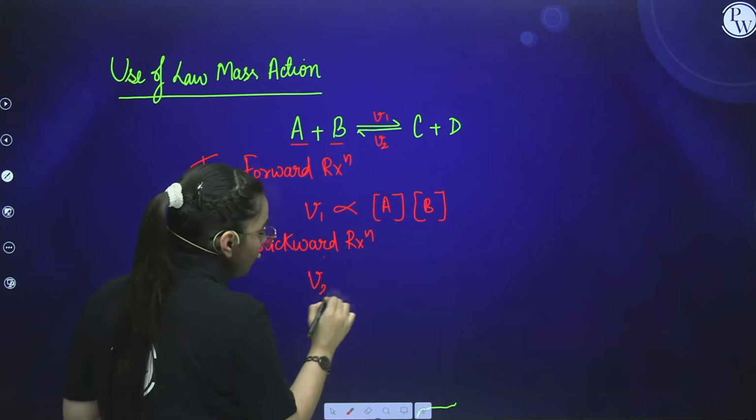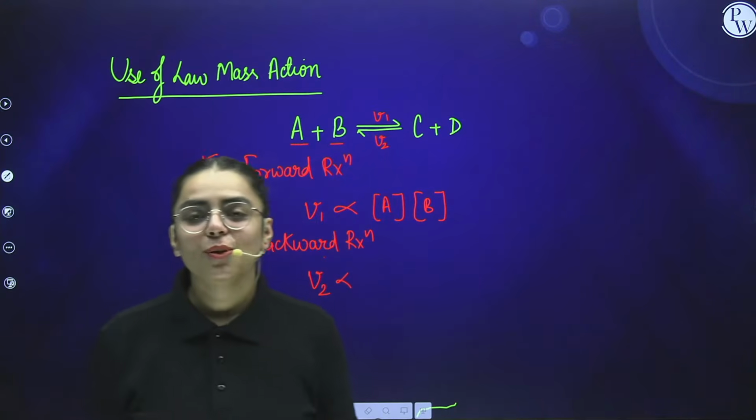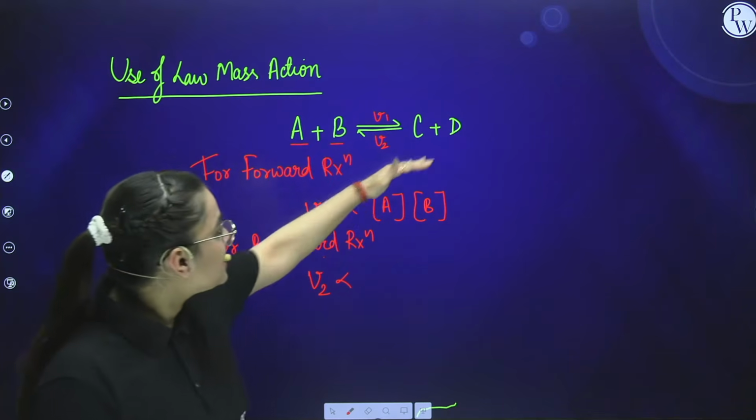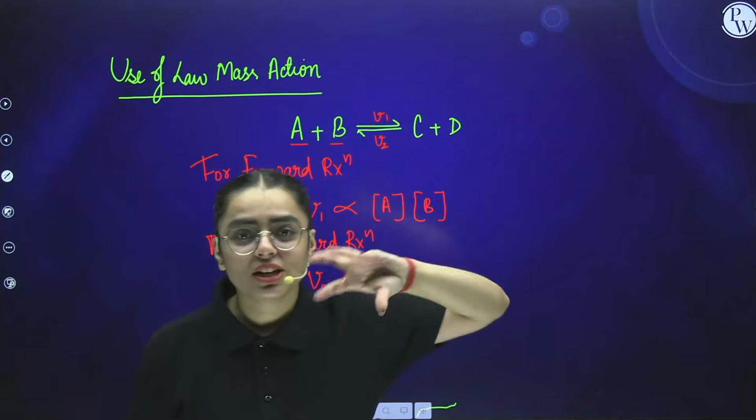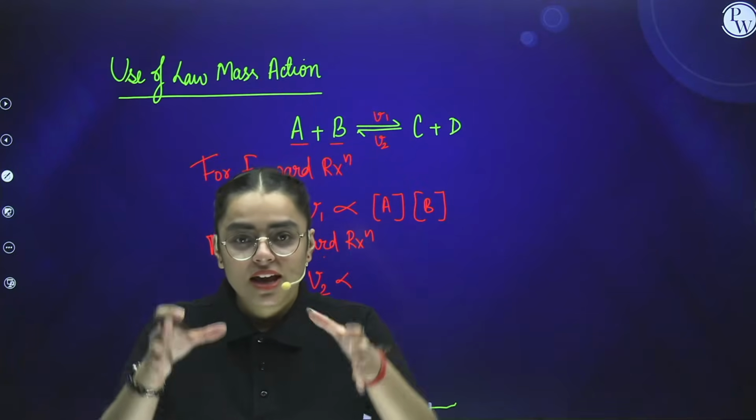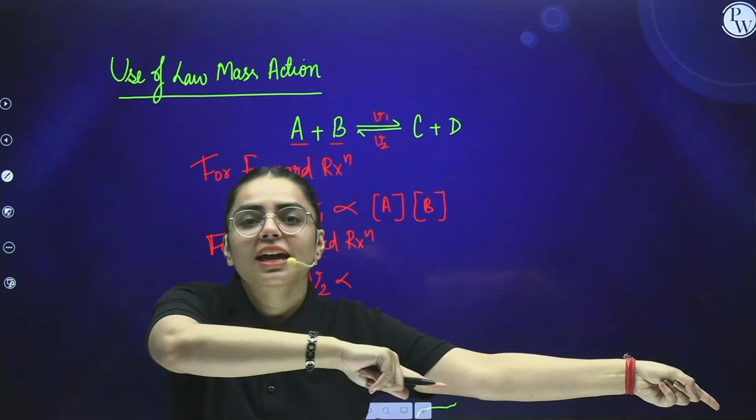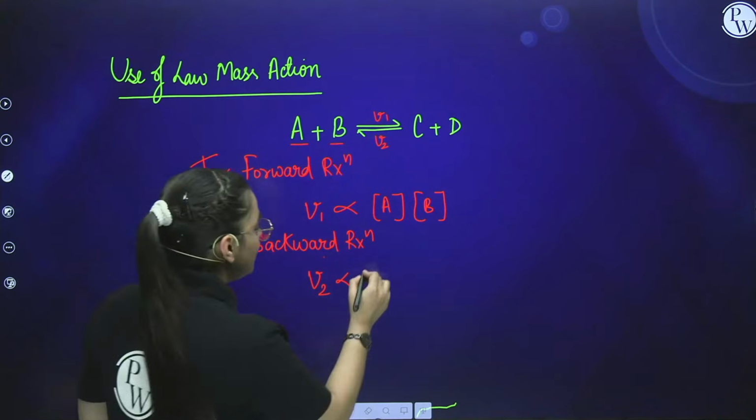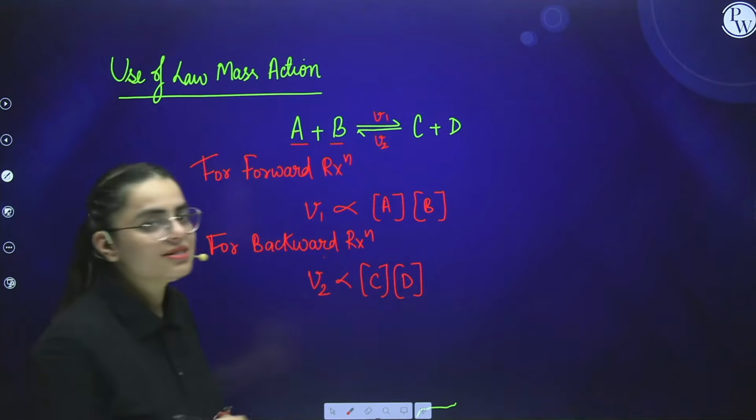Now, for the backward reaction, you will say, ma'am, again we need to see the reactant. What are the reactants in the backward case? In the backward, C plus D is being converted into A plus B. Now the reactant and the product split. Because for the backward reaction, we have the reactants as C and D, which are being converted into A and B. So here the reactants are C and D.